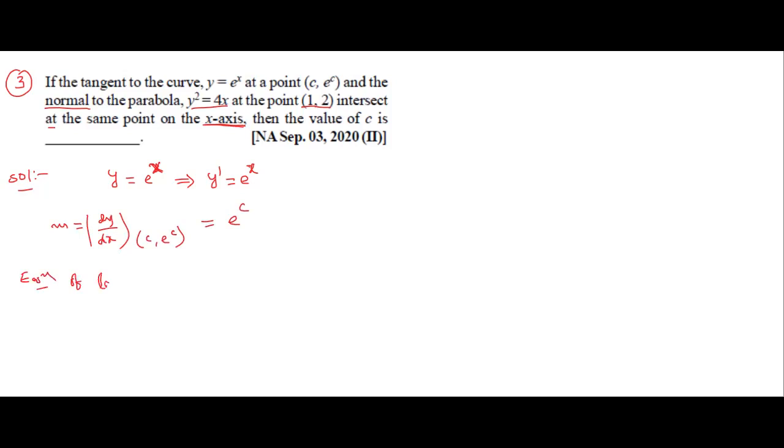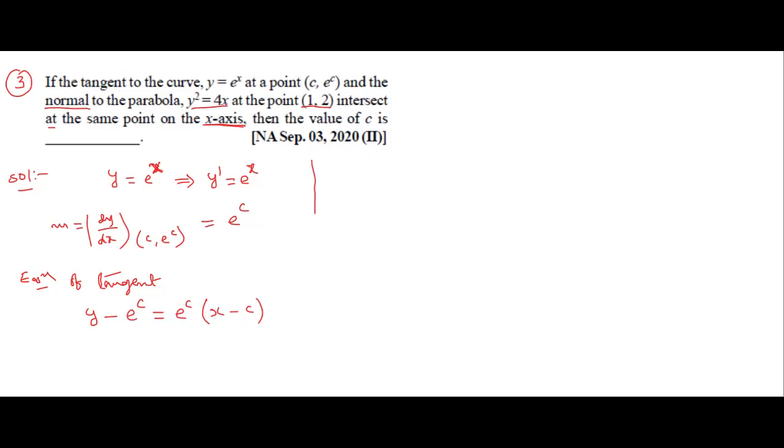Equation of tangent. What is the formula? y minus y1, where y1 is e power c, is equal to m into (e power c) into x minus c. Okay.